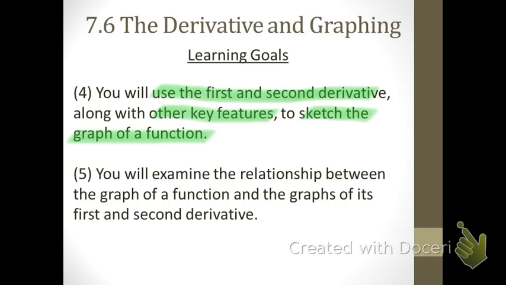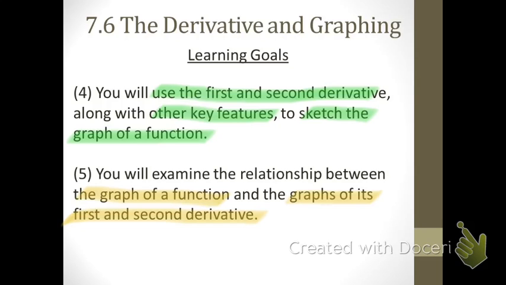Now the other thing that we still need to do, and this will be in the next video, the last video finally for this section, is we are going to look at the relationship between the graph of a function and the graphs of its first and second derivative, which is kind of a cool thing. It shows that you understand some of the concepts behind the first and second derivative.